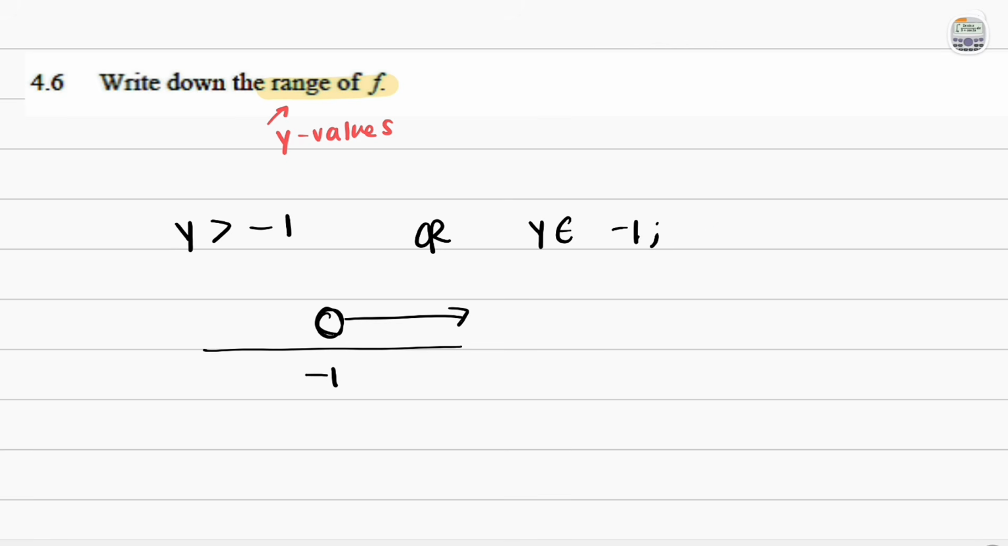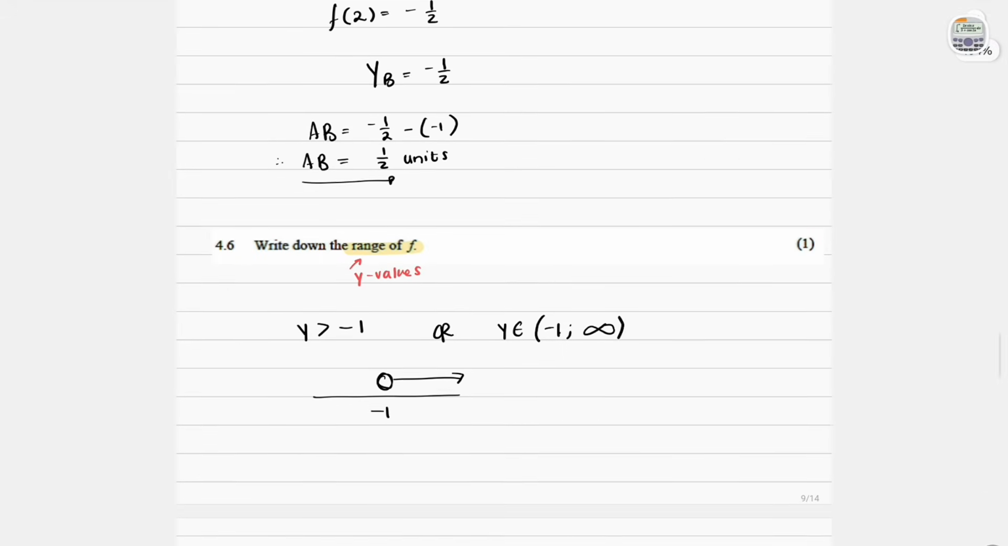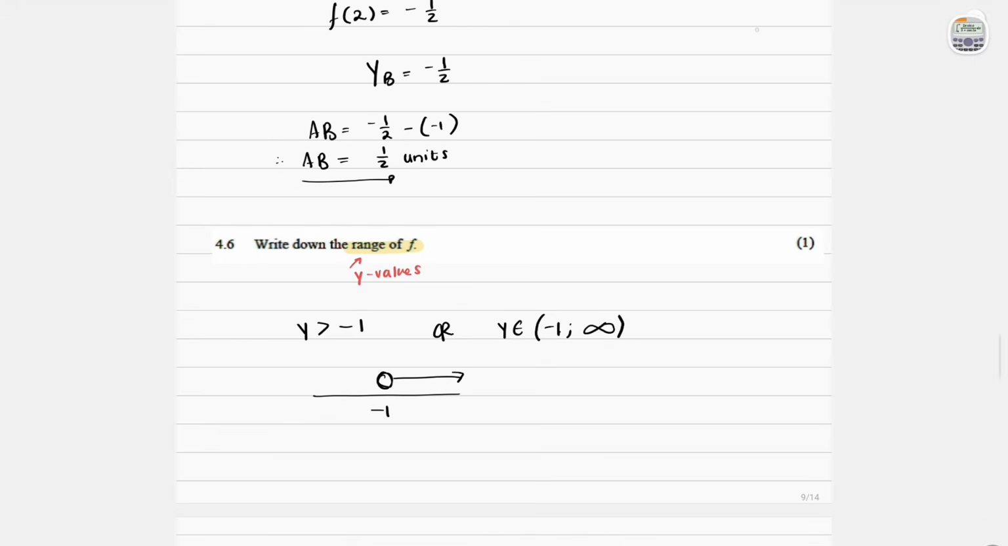Infinity is not a fixed value, so we use a round bracket. But here we will also use a round bracket. The reason why is because y is greater than negative 1, not greater or equal to negative 1. We don't have a y value at negative 1 because there's an asymptote there. So the graph will never pass this. So you can write it like this or like this. It's perfectly fine. So that is it for this question. Moving on to the next question.